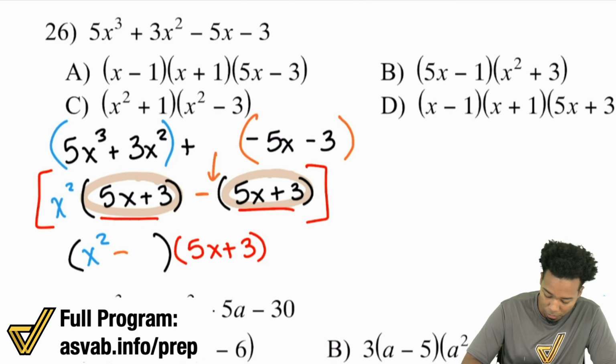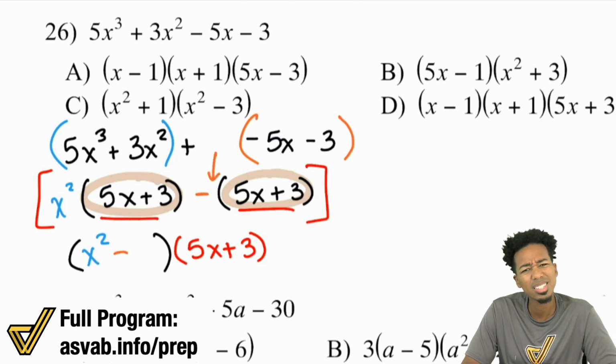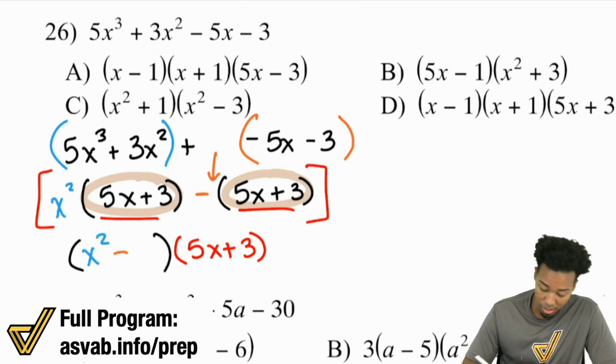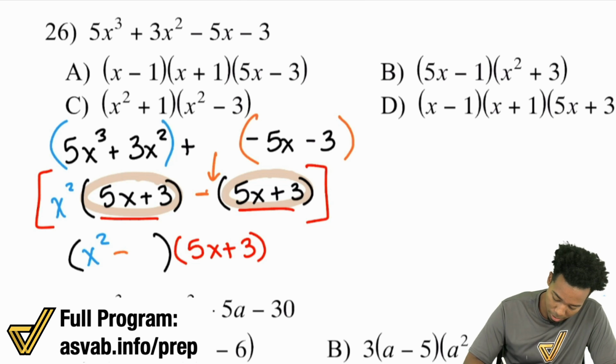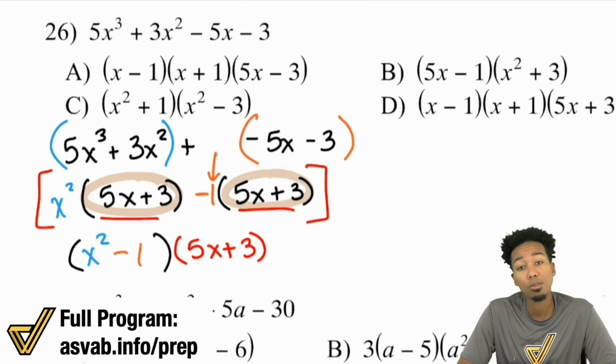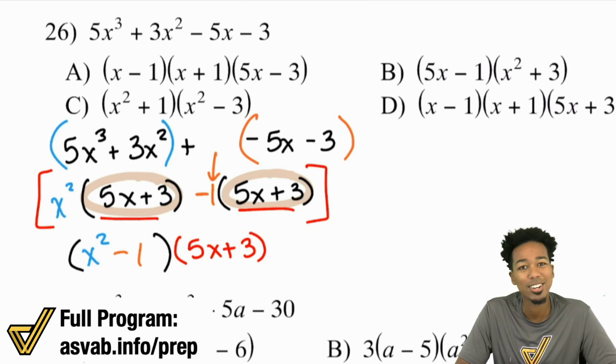Well, what number is in front of a parentheses if you don't see anything? It's going to be 1, right? If you don't see anything in front of a number or in front of a variable, it's going to be 1. So don't be shy there. It's going to be a 1. Let's go ahead and write that 1 right there, and there we go. So we have x squared minus 1 times 5x plus 3, and there's our answer.